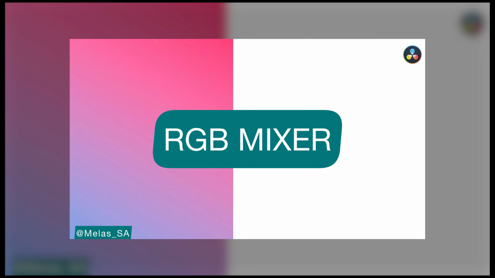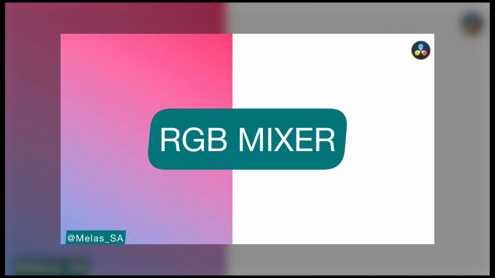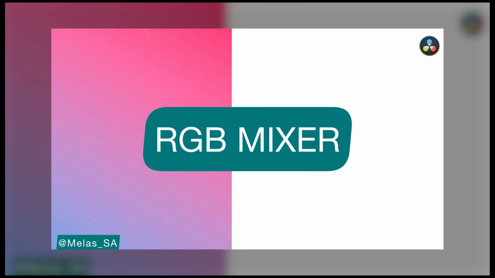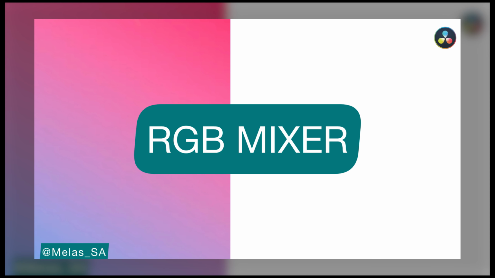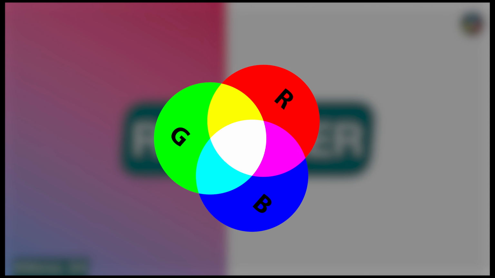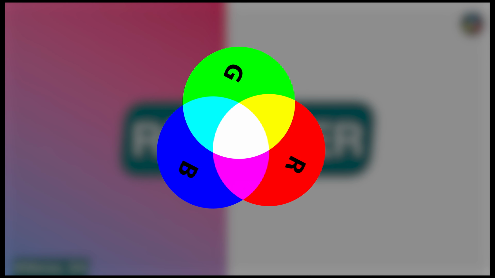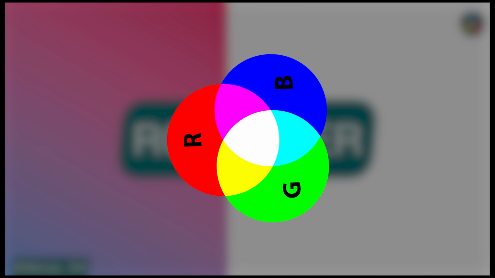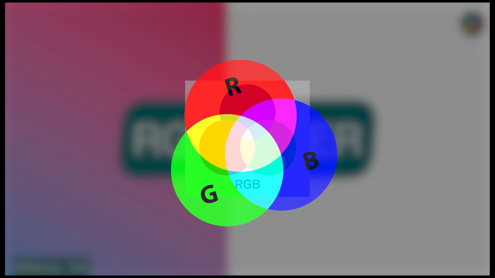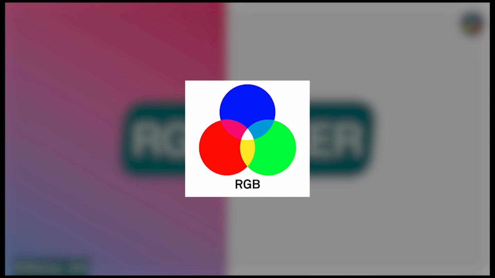So what is RGB in color grading? RGB stands for Ruby Gone Broke. Yeah, Ruby. Don't mind me, I'm just kidding. So it stands for red, green, and blue. And these are the primary colors we have in the digital color world.